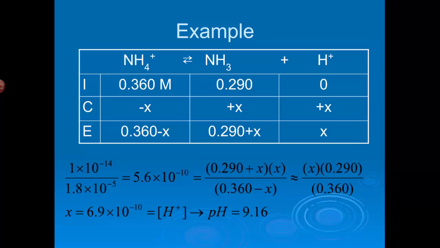I plug in my expressions, I make the approximation, I find out that x is equal to 6.9 times 10 to the minus 10. The approximation is definitely valid there. The concentration of H plus then, the pH is the negative log of that, or 9.16.